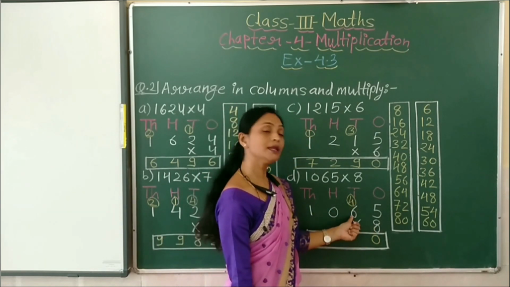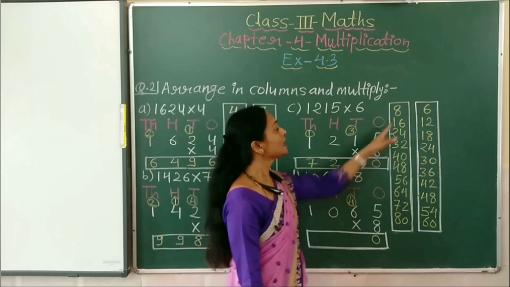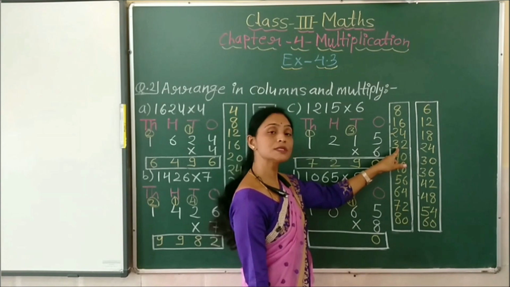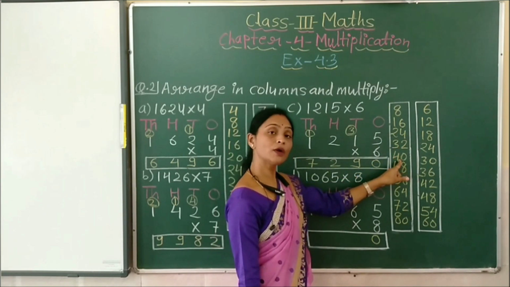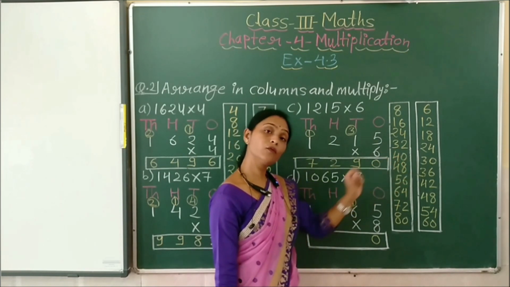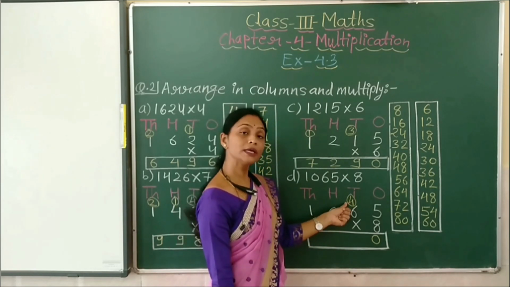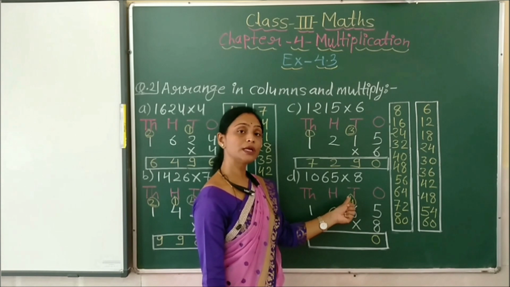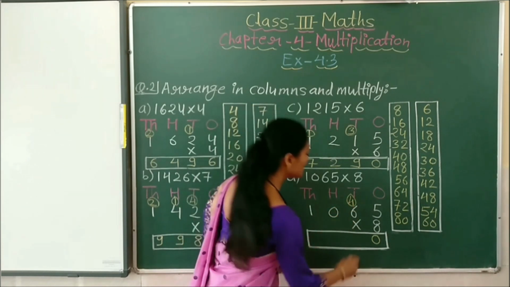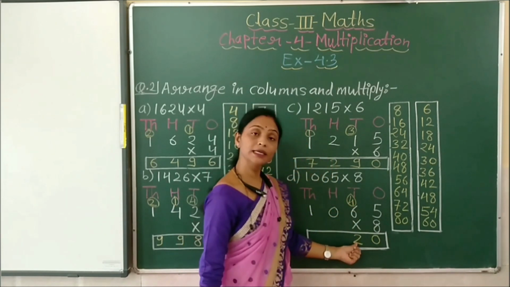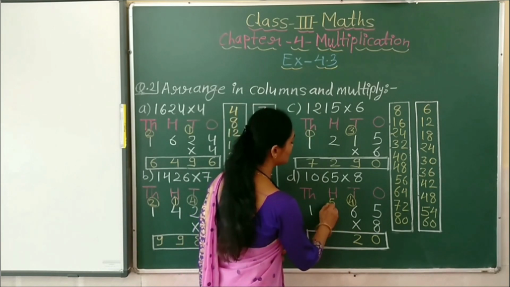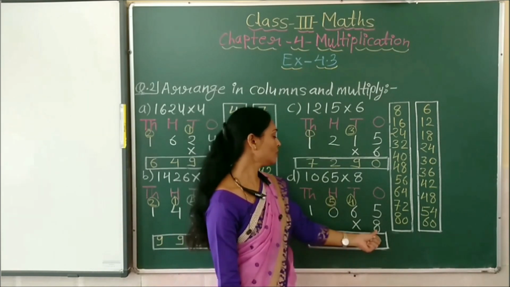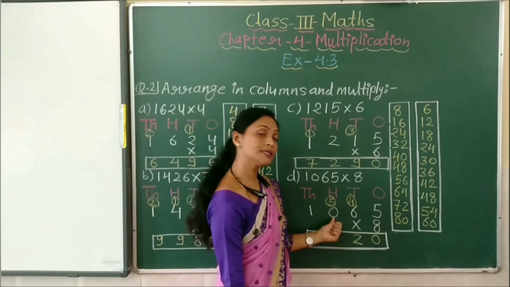Then 8's table again we have to read 6 times. 8 ones are 8, 8 twos are 16, 8 threes are 24, 8 fours are 32, 8 fives are 40 and 8 sixes are 48. Then we have to add this 4 in 48. So 48 plus 4 how much? 48 plus 4, 52. So we have to write here 2 and then we have to write this 5 here up in carry over.